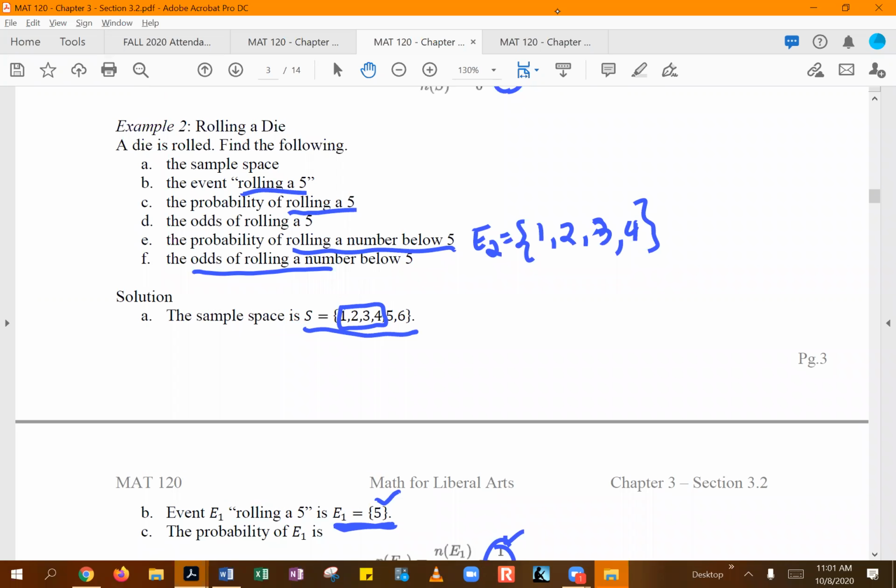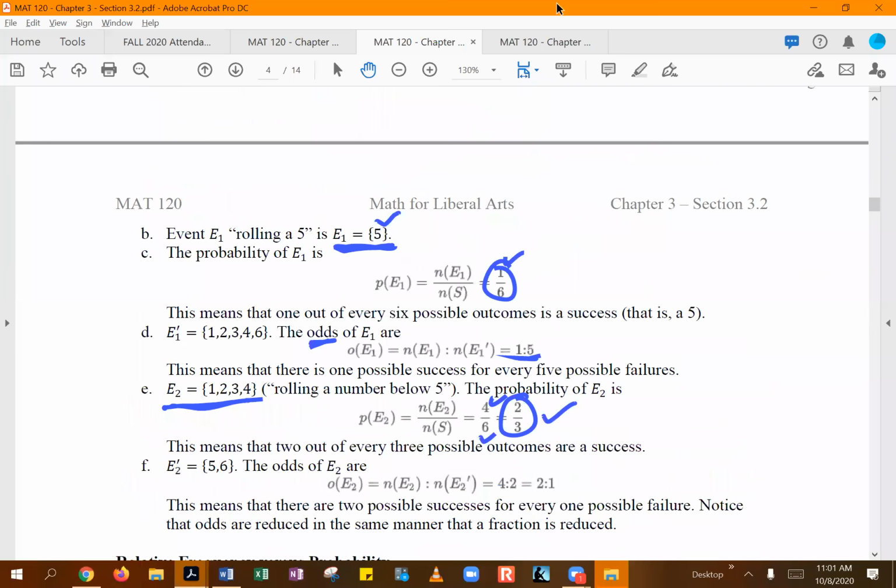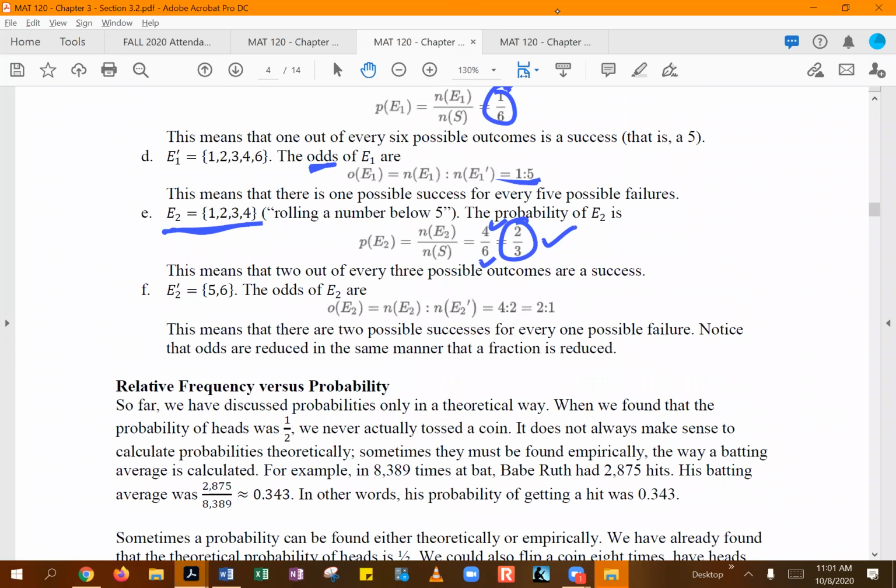And then they were talking about what are the odds of rolling a number below 5. So what are the odds? Now, of course, there are 4 numbers in our event 2, which means 5 and 6 would be the 2 numbers which fall under the complement. So that would be a success rate of 4, a failure of 2. So 4 out of 2, again, a ratio. You treat it like it's a fraction and you reduce it also. So that's an odds of 2 to 1. So your chances of success to failure is 2 compared to 1.